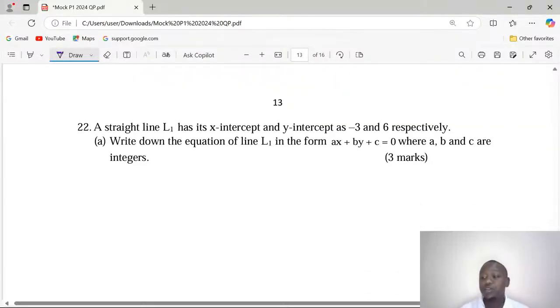Number 22 is on equations of straight lines together with the gradients.